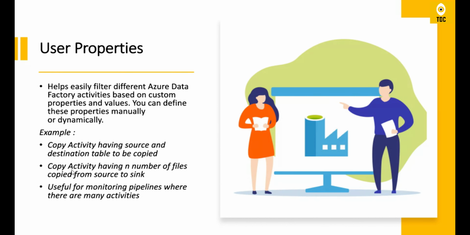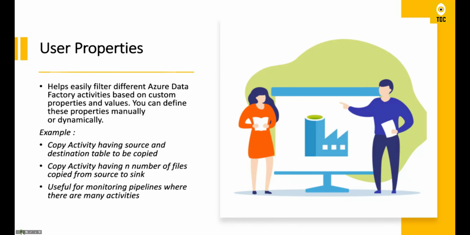Similarly, if you have a number of copy activities and you want to copy files from source to sink, you can use the file name to identify which exact copy activity you are referring to. Also, generally for monitoring pipelines where there are many activities, it becomes a tedious process to identify which exact activity you are referring to. In that case, it will be very useful. We have just given an example for copy activity, but nevertheless, we can use it for almost all the activities in Azure Data Factory.